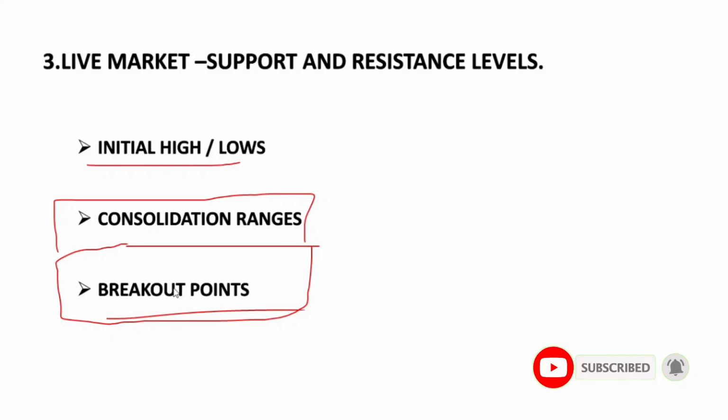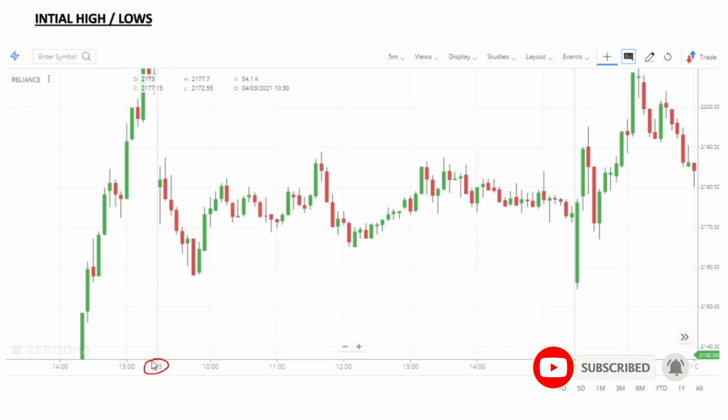Let us see in the example. You can see here, this is the chart of 4th March. You can see here price was in a range of initial high and low. What I mean by initial high and low? Initial high and low is the high and low of the price at the first hour of trading, like till 10 or 10:15, 10:30. That are the initial high and low for the price.